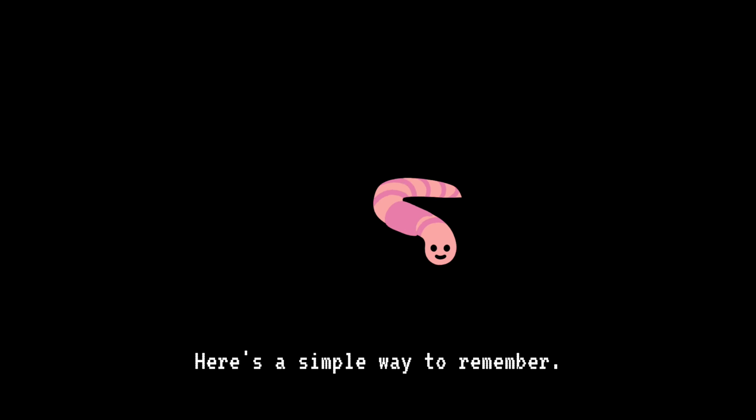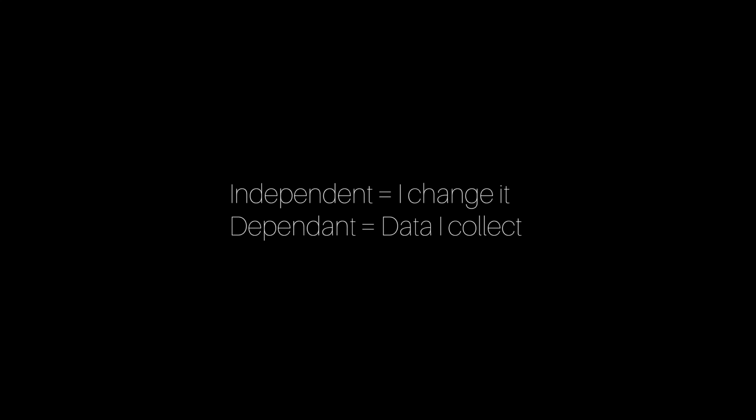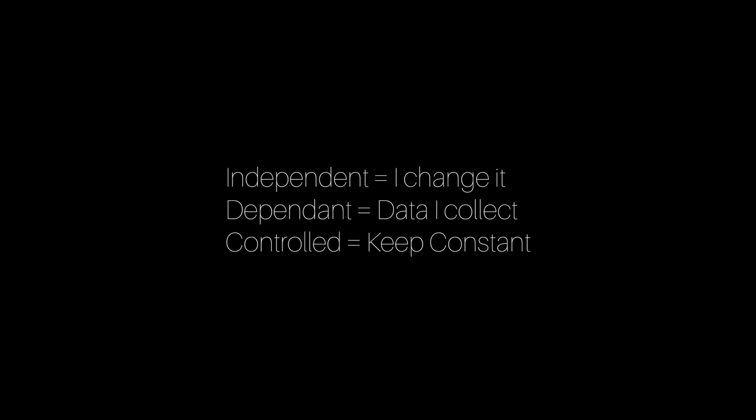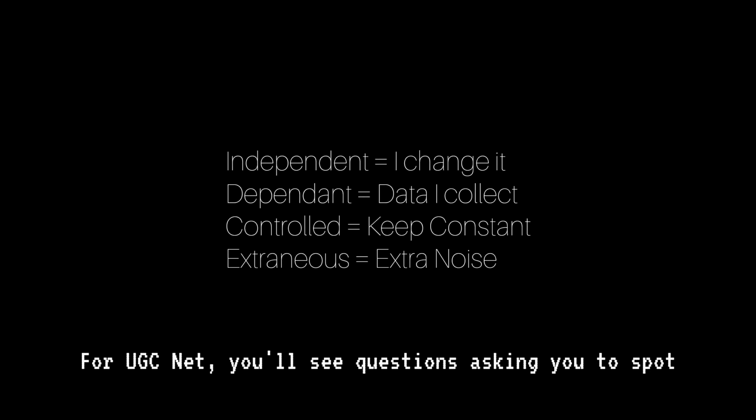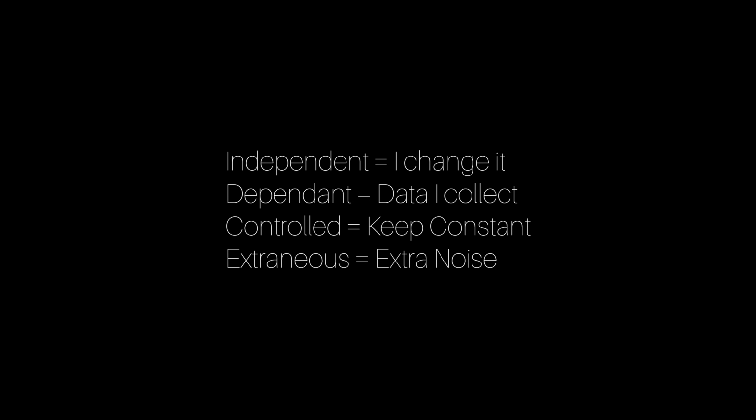Here's a simple way to remember. Independent equals I change it. Dependent equals data I collect. Controlled equals keep constant. Extraneous equals extra noise. For UGC NET, you'll see questions asking you to spot which is which. Read carefully, find what's being changed. That's independent. Find what's being measured. That's dependent.